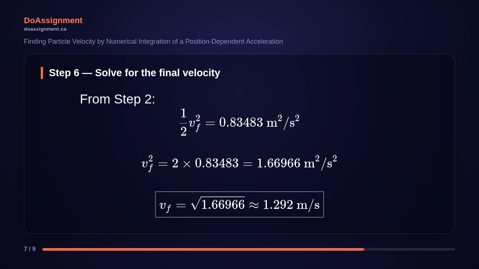Setting 1/2 v final squared equal to the integral result of 0.8348, we solve v final squared = 1.6697, and taking the square root gives v final approximately equal to 1.292 meters per second.